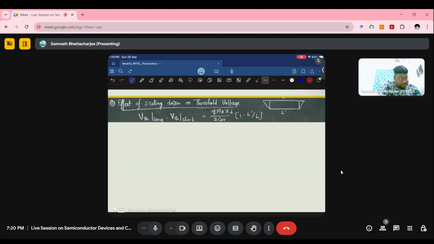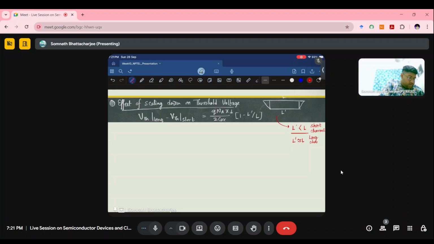And now, another thing to know is that for a shorter channel device, L dash is much smaller than L, that is, when the channel is reduced. But for a long channel device, this trapezoid kind of structure looks like a very normal rectangular structure.